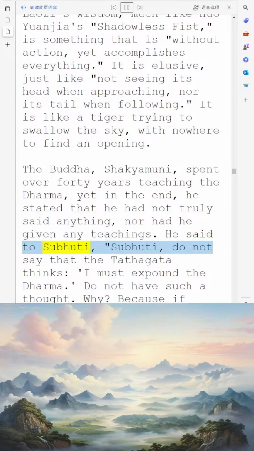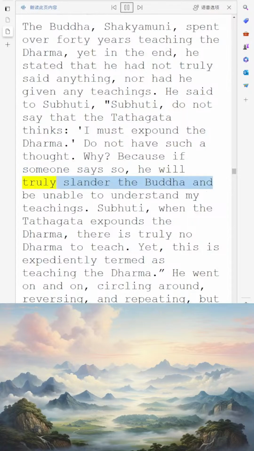He said to Subhuti, "Subhuti, do not say that the Tathagata thinks, 'I must expound the Dharma.' Do not have such a thought. Why? Because if someone says so, he will truly slander the Buddha and be unable to understand my teachings. Subhuti, when the Tathagata expounds the Dharma, there is truly no Dharma to teach. Yet, this is expediently termed as teaching the Dharma."